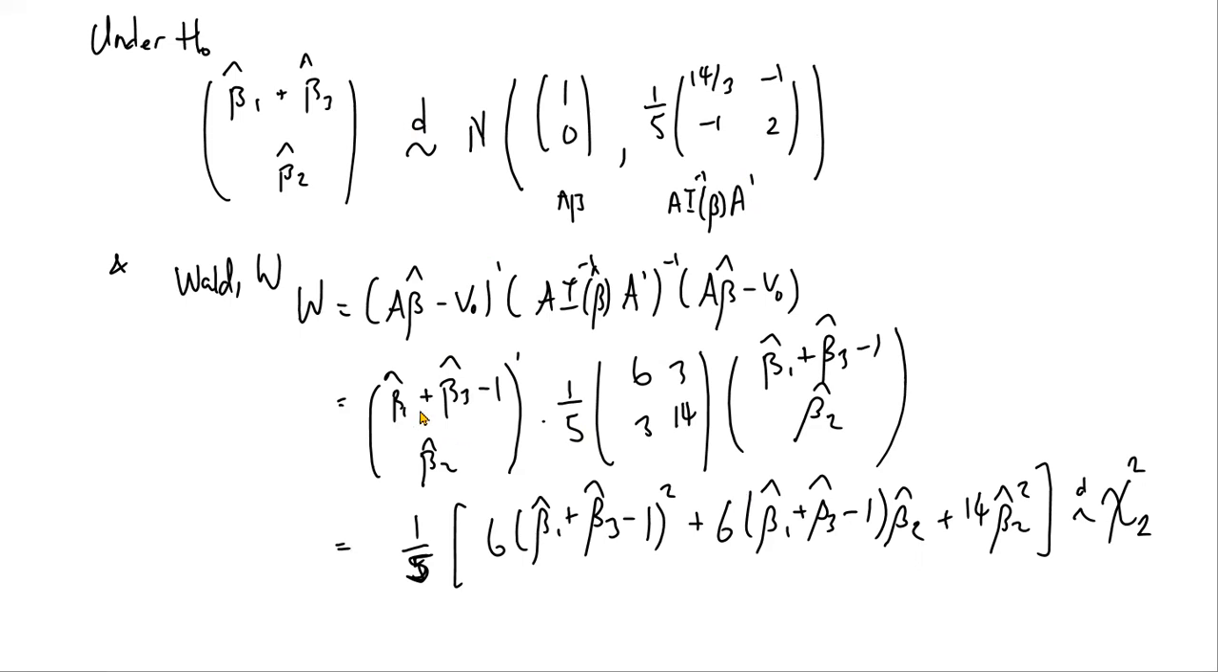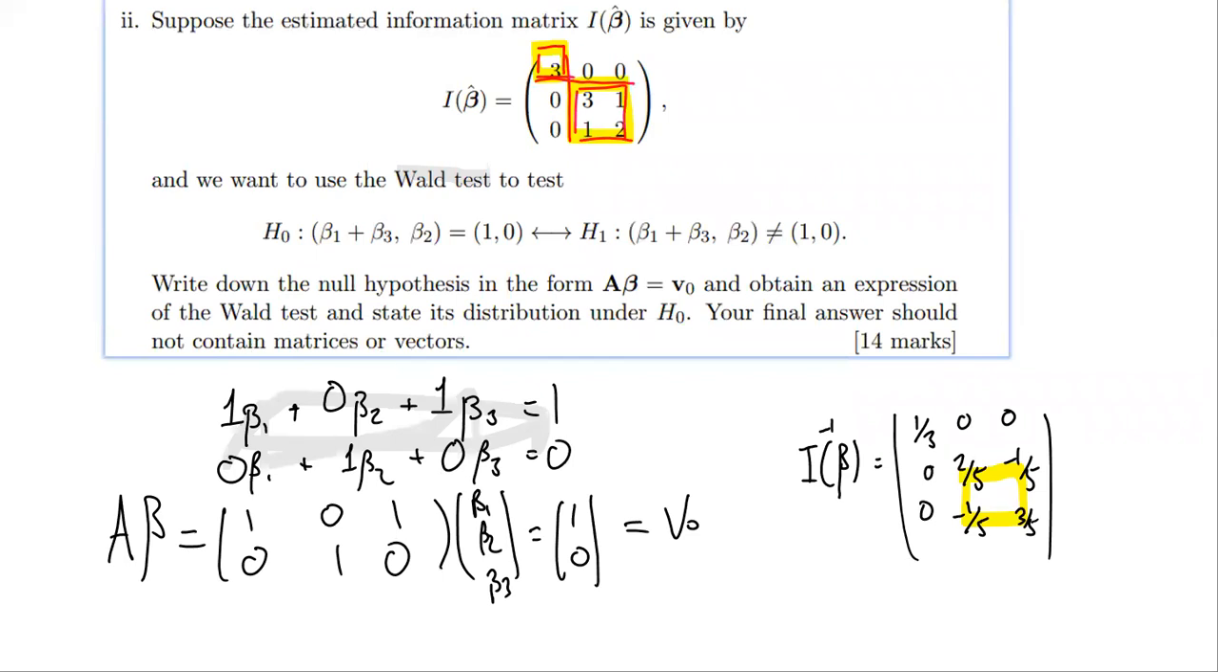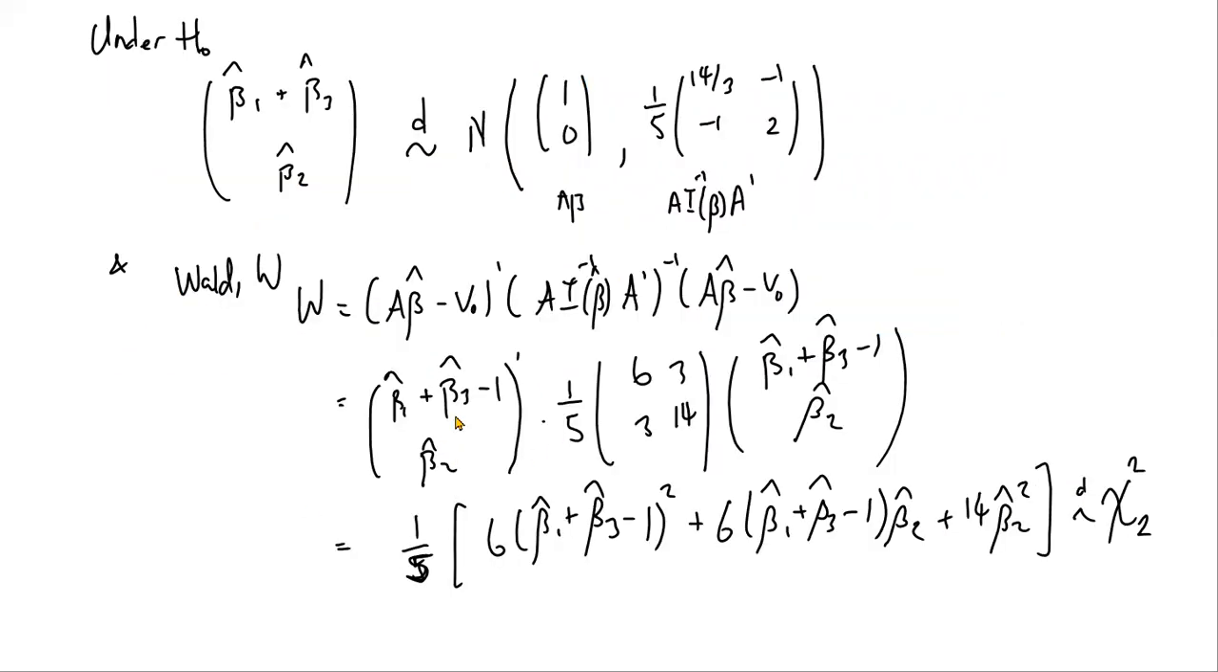Now don't leave it like this, because the question says to express your answer so it doesn't involve matrices and vectors. It does not contain vectors or matrices. So we multiply out, and we've got a scalar now. And this Wald test tends in distribution to chi-square, with degrees of freedom equal to the number of restrictions, of which there are 2. The restrictions are given by the number of rows of A here, 2.